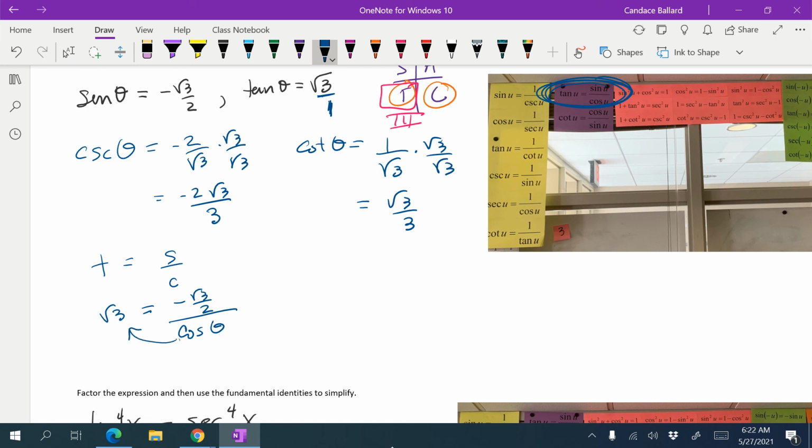I'm going to multiply this to the other side, so I get square root of 3 times cosine of theta equals negative square root of 3 over 2. And then I'm going to divide or multiply by the reciprocal of the square root of 3. So I would get that cosine equals, these cancel, negative 1/2. So to get secant, I flip the reciprocal and I get negative 2.